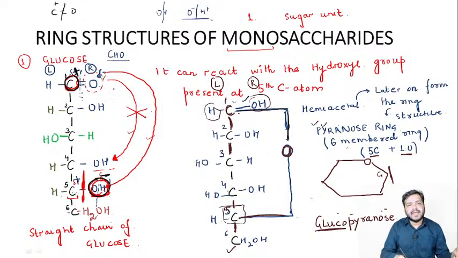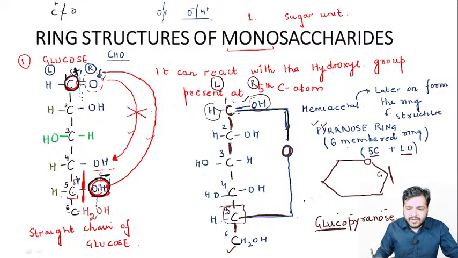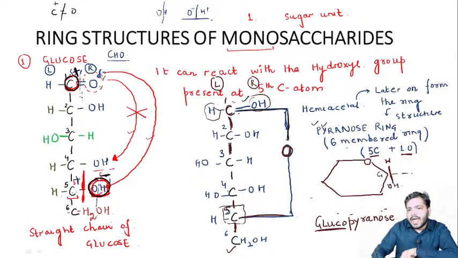Now we will mark the right hand side and the left hand side. So OH is basically on the right hand side, and the right one will come down and the left one will come up. We have to show the bonds. That is very much required. So the right one will come down and the left one will come up. That is about the C1 carbon.